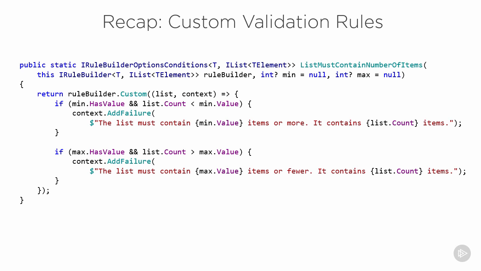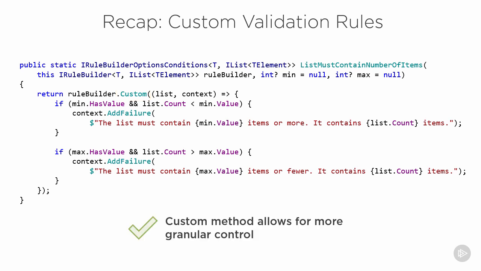In the previous demo, we discussed how to implement custom validation rules in Fluent Validation. The easiest way to do so is by introducing an extension method on top of the type, objects of which we want to validate. Here, that type is any type that implements the IList interface. In the extension method, we used the Custom method from Fluent Validation. This method is a lower-level method that allows for more granular control over the validation process.